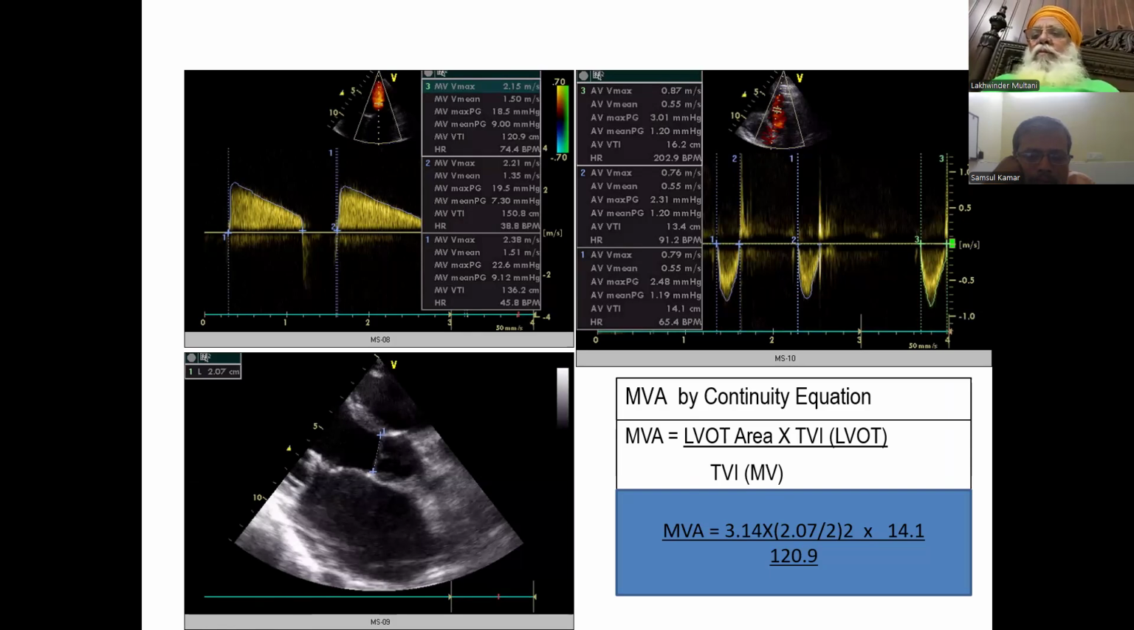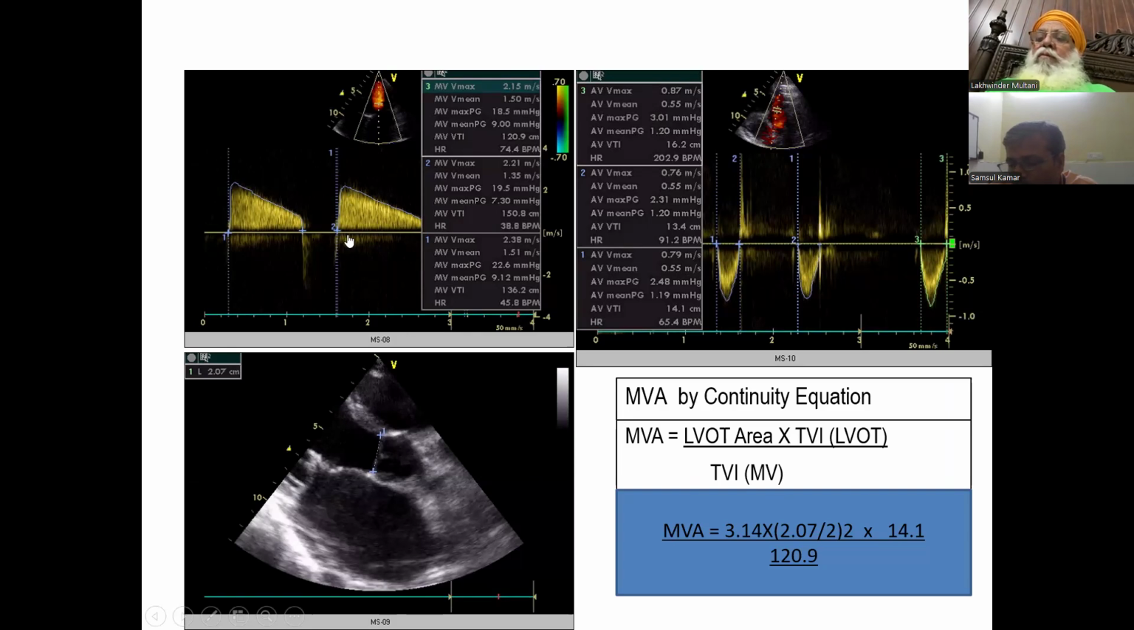Thank you, sir. Sir, in this case, we calculate VTI by pulse wave only, sir? Pulse wave, if you put a pulse wave, it's a high velocity jet. It may contain the Doppler spectrum pattern or not. But in the majority of times, when there is a stenotic region, we always switch over to continuous wave Doppler.